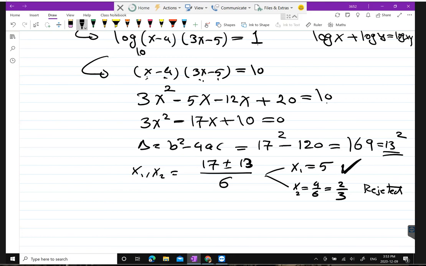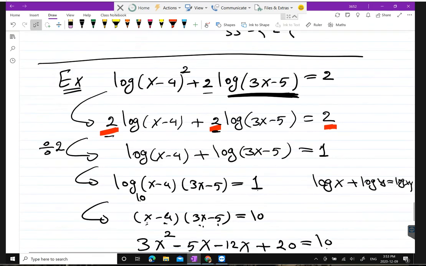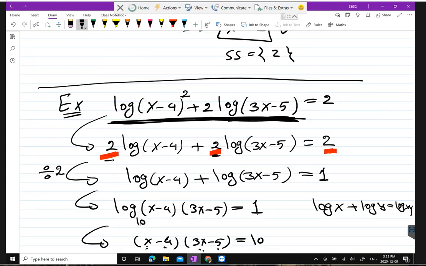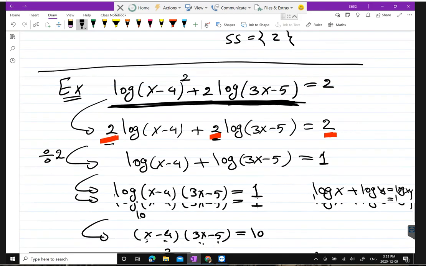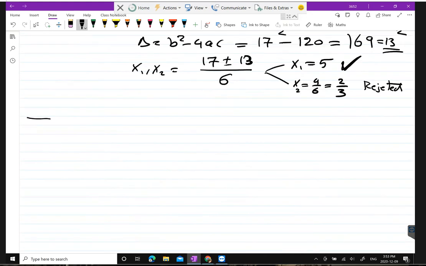If you look at the original one, always please be careful, look at the original equation, not the simplified version. Okay, and this one is the logarithmic form. Now let me give you some examples on exponential form.